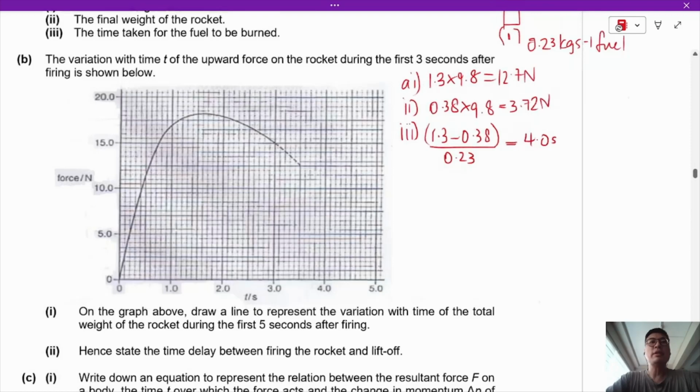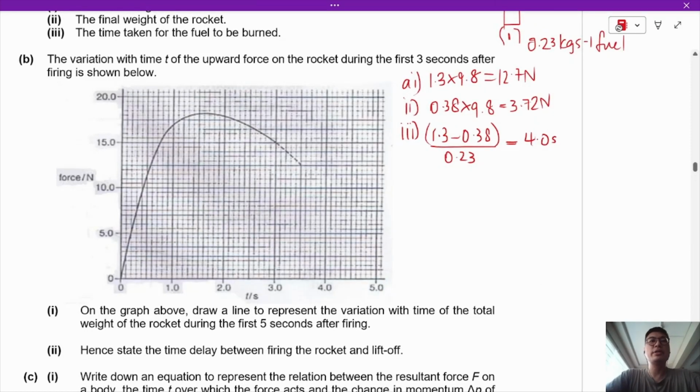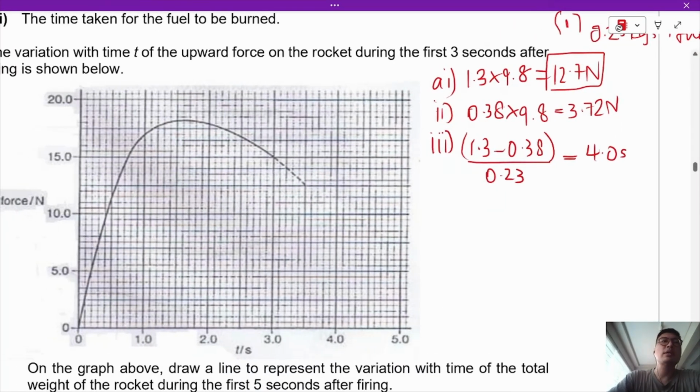Now on the graph above, draw a line to represent the variation with time of the weight of the rocket during the first 5 seconds. Let's take a look at the starting weight. Initially the starting weight should be 12.7 newtons, so let's put down 12.7 newtons somewhere around here. The final weight after 4 seconds should be 3.72 newtons, so 3.7 newtons should be around here.